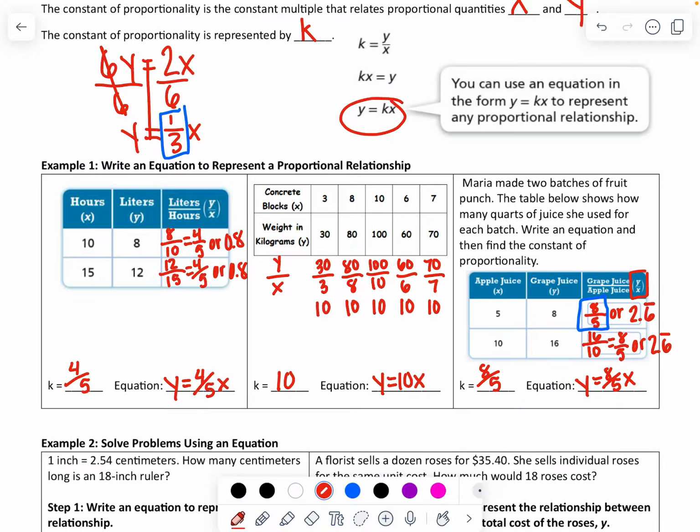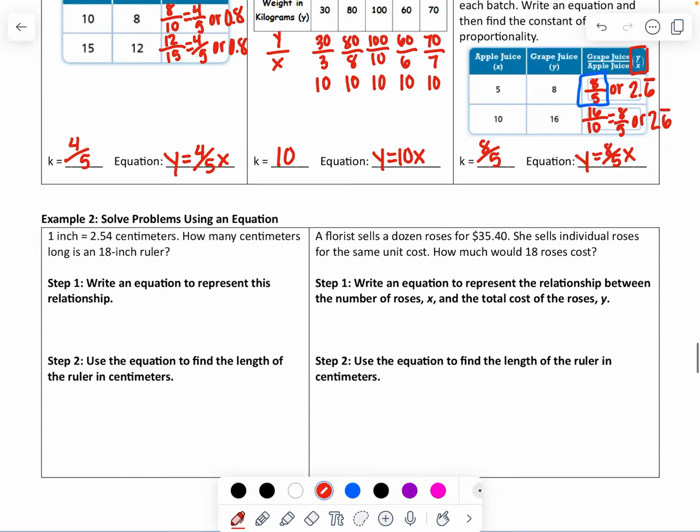All right. On these ones, we're going to solve the problems using an equation. It says 1 inch equals 2.54 centimeters. How many centimeters long is an 18-inch ruler? It says write an equation to represent this relationship. To be able to convert, it shows us that 1 inch equals 2.54 centimeters. So our equation is going to be y equals 2.54 times x, because 2.54 is our constant of proportionality.